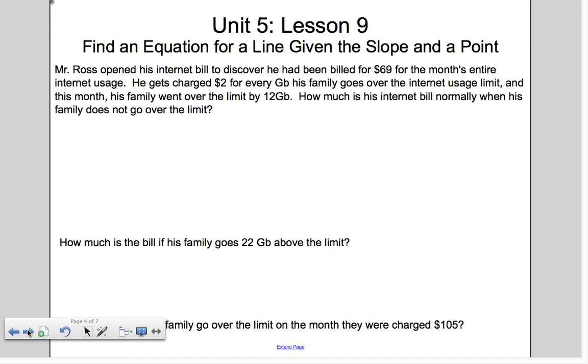Wait, is this the... What did it do? How much is this internet bill normally when his family does not go over the limit? Do you guys have a question? Yes.